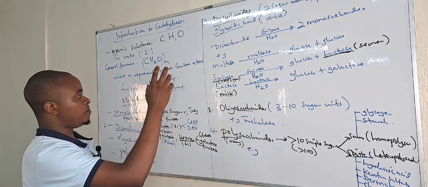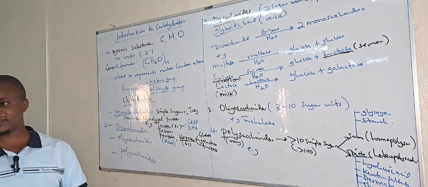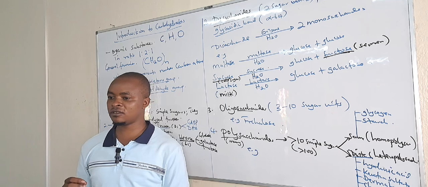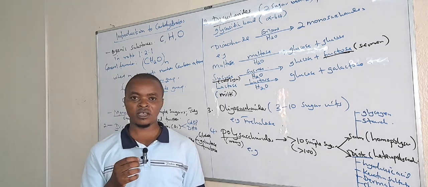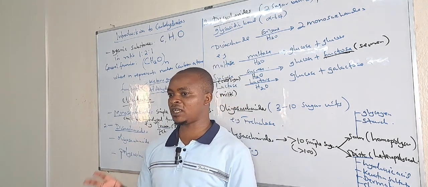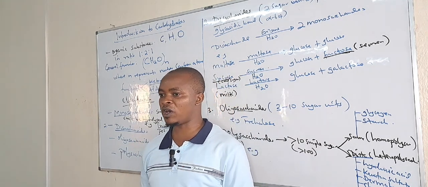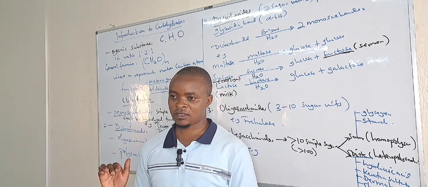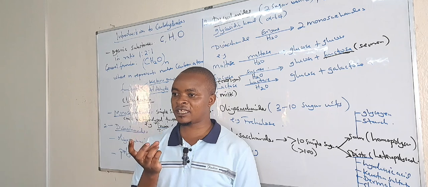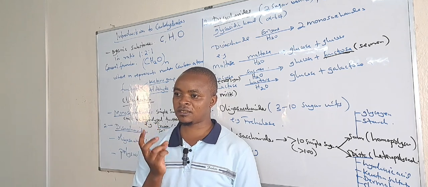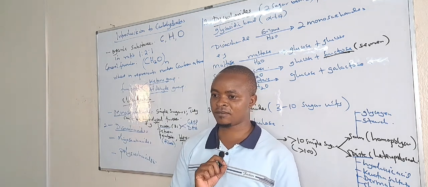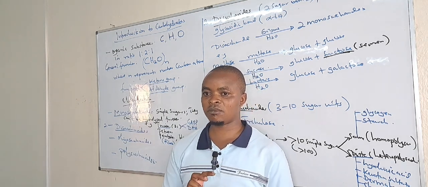So these are the major classes of carbohydrates we can see in clinical chemistry: we have monosaccharides, disaccharides, oligosaccharides, and the polysaccharides. We have said the monosaccharides are simple sugars, and they cannot undergo hydrolysis. Then we have seen disaccharides, they are made up of two simple sugars, linked via a glycosidic bond. So the bonds found in carbohydrates are called the glycosidic bonds. That one, don't forget about it.